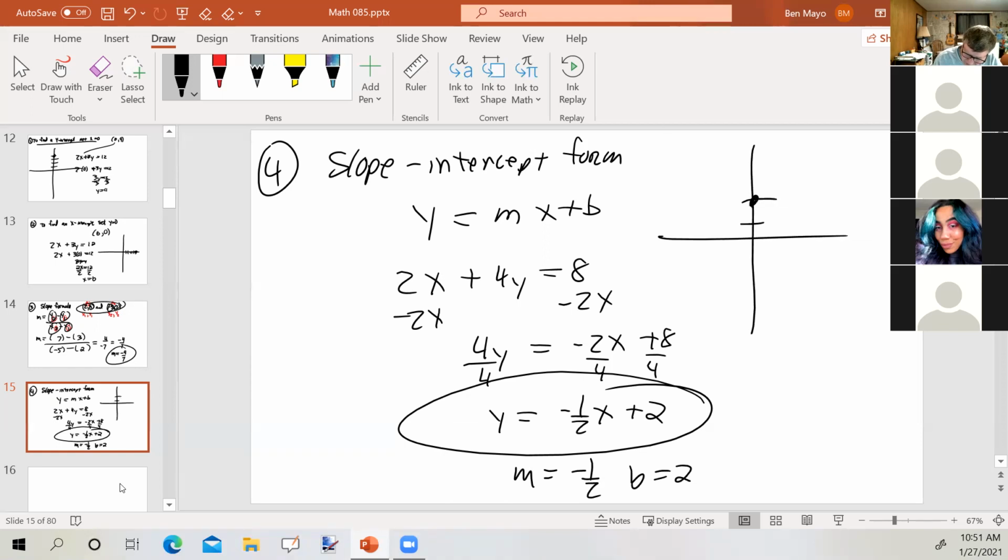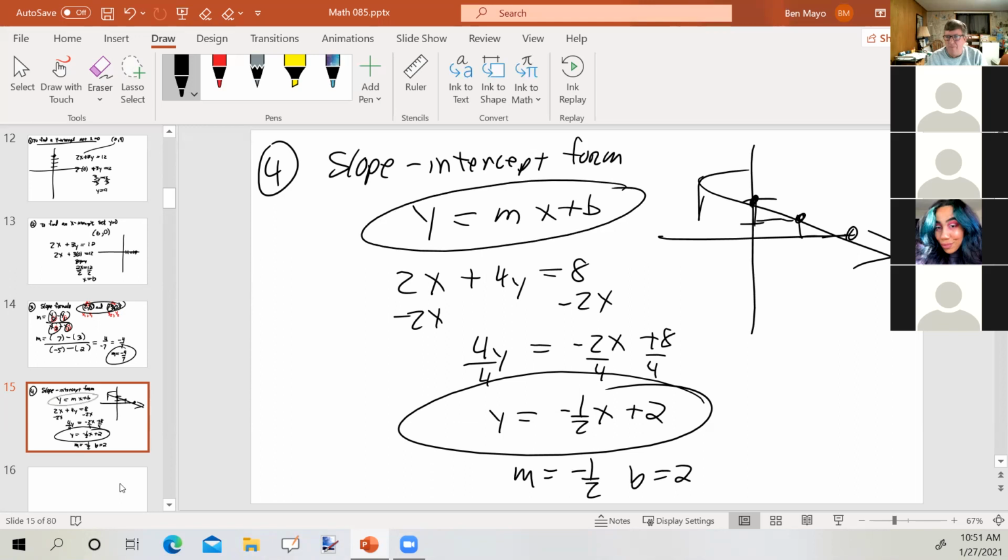which means it would start at 2 and then it would go down 1 and over 2, down 1 and over 2 to graph it. Okay, and I'm just kind of sloppily sketching a graph there, but to give you the general idea. So that's the slope-intercept form. Any questions about that one? Again, these are all in chapter 3. If you want to go back and review them, this would have been in Math 85 or in a beginning algebra class. That's 4 down, 6 to go.